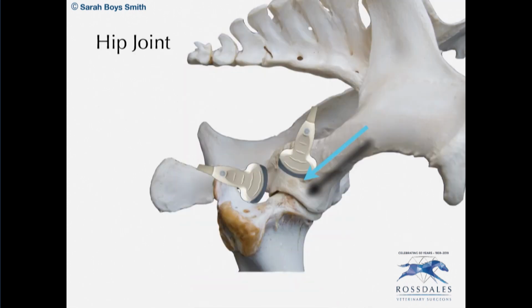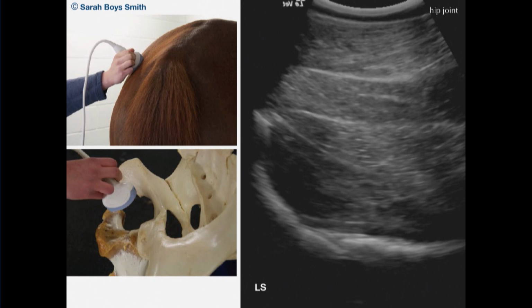Moving on to the hip joint. We can then visualize this, as I said, in longitudinal as well as in transverse. So in longitudinal, what we can then see is this is our greater trochanter up here. Okay, so this is our trochanter here, coming down onto our femoral neck. This is femoral head here, acetabulum here, and then that's our joint capsule here.